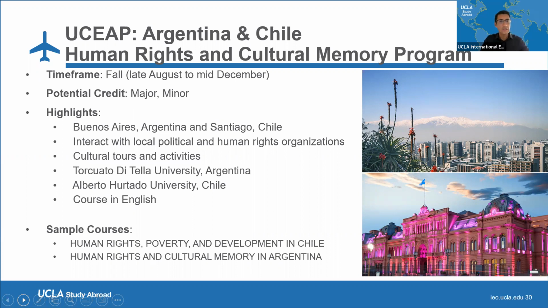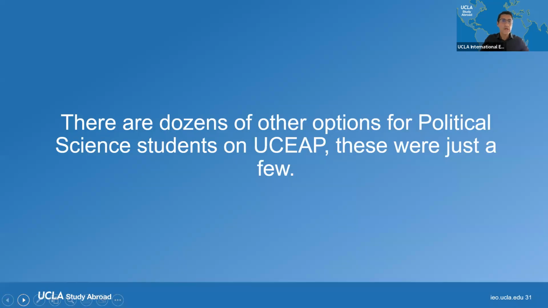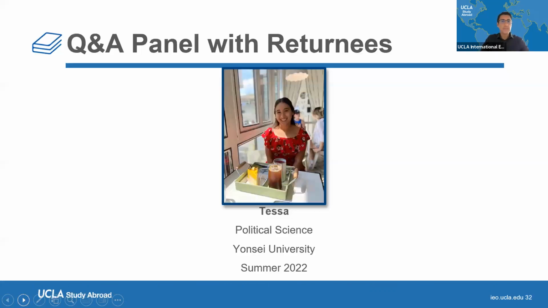Again, all courses are in English, 4 to 5 units, and this one deals specifically with human rights, poverty, both in Chile and in Argentina. Human rights and cultural memory. Again, those were just 3 out of dozens of programs to choose from. Definitely choose the course finder or the narrowing down your program page to help you narrow down your choices.